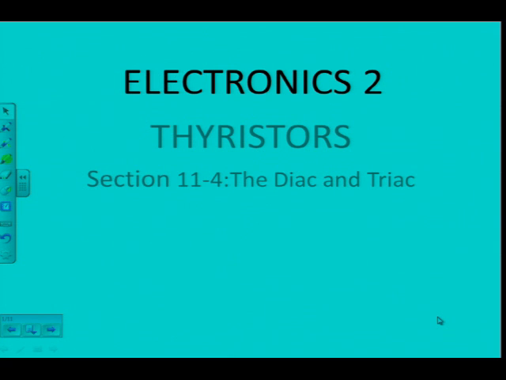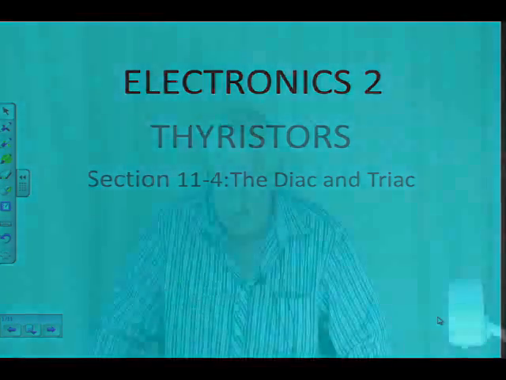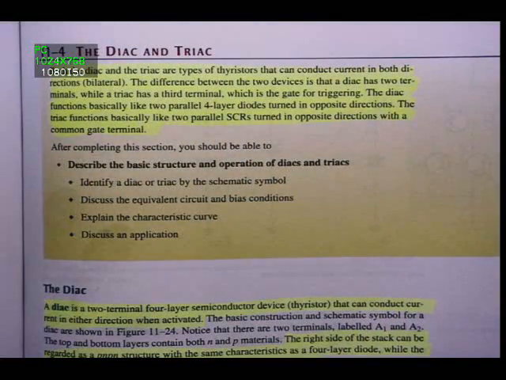All right, we're going to carry on with the chapter on thyristors, specifically section 11.4, the diac and the triac. Let's mark in our textbooks again, as I've marked in mine. Introductory paragraph again.